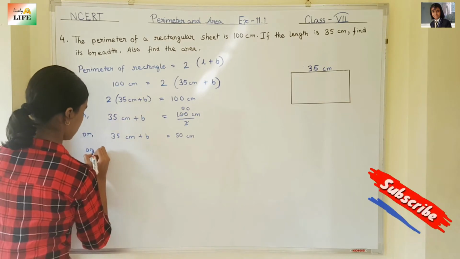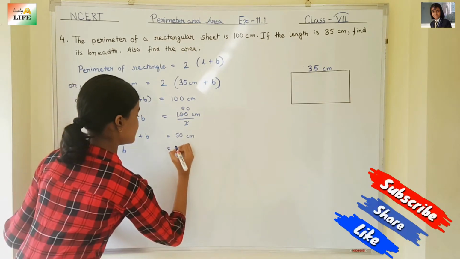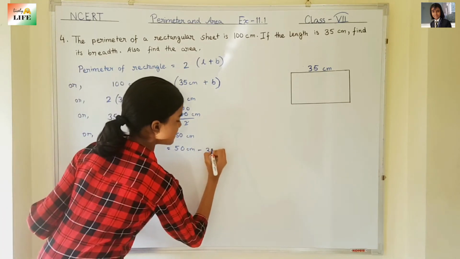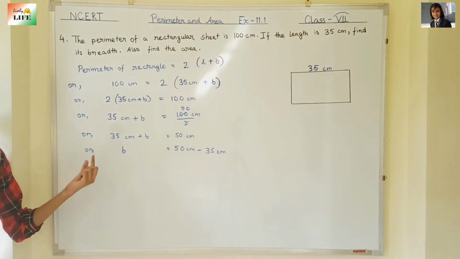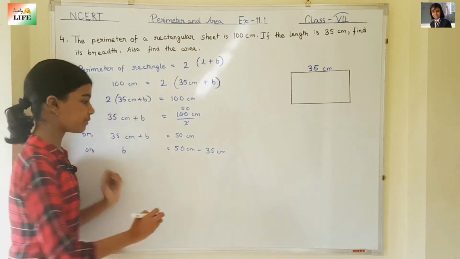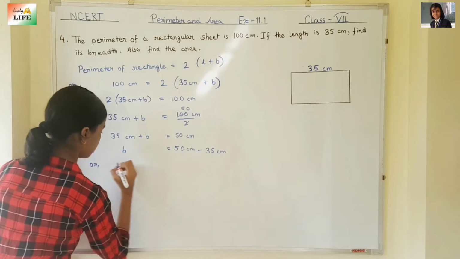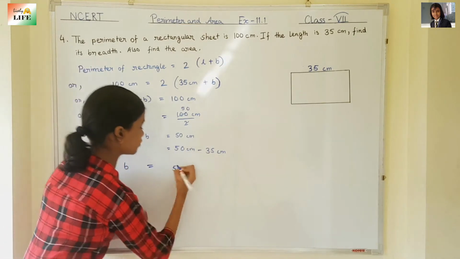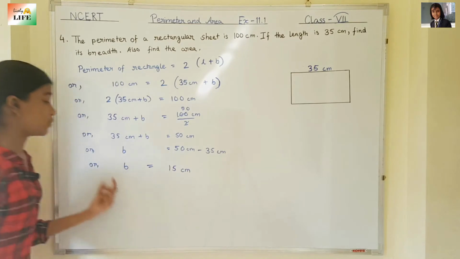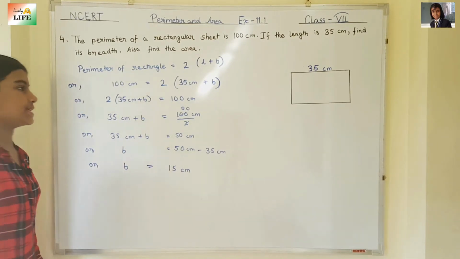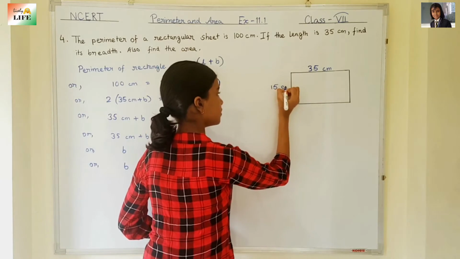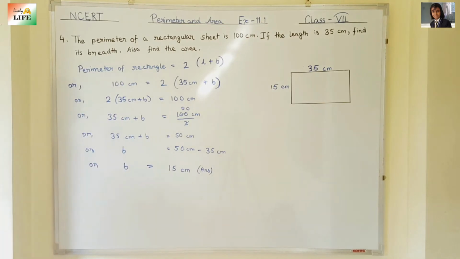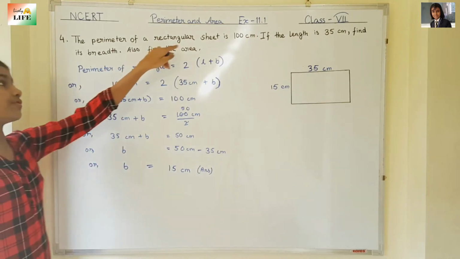Now we need to find out b, right? B is 50 centimeter. 35 here was plus, so here it will be minus. So b is equal to 50 centimeter minus 35 centimeter. What is this? 15. So what is the answer? What is the breadth? B is the breadth, right? It is 15 centimeter. Centimeter is the answer.